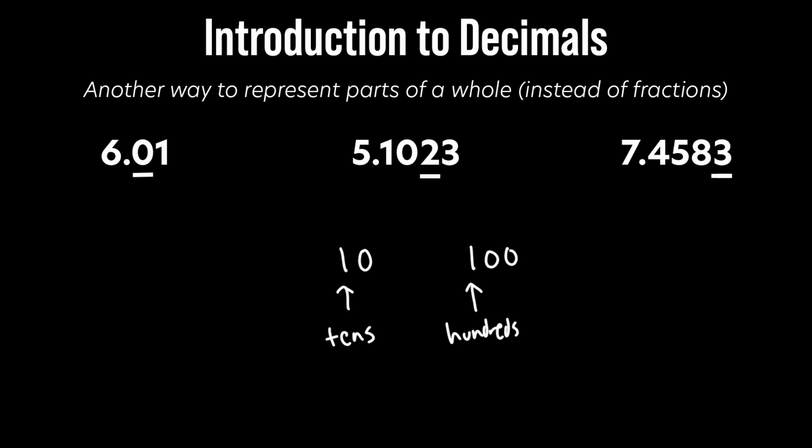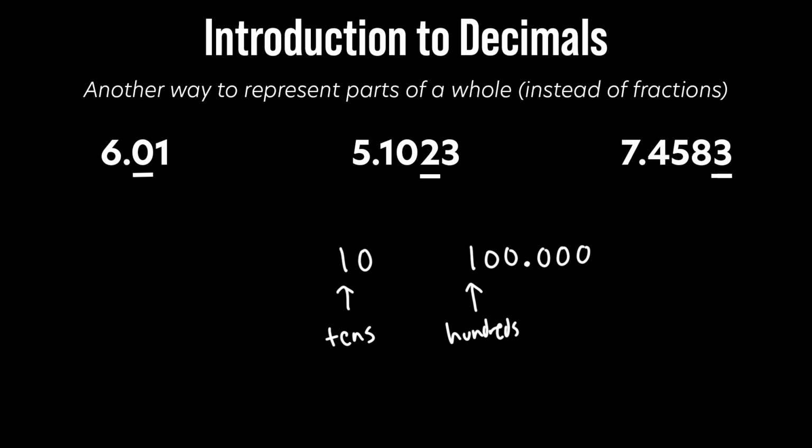If we want to turn 100 into a decimal, we would put the decimal point after the whole number 100, and then we can add more zeros. You can add as many zeros as you want after a decimal point, and it doesn't affect the value of the whole number. Now, similarly, there's also a place value for decimals.